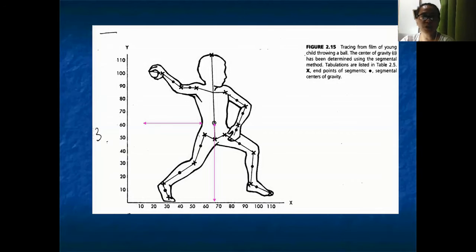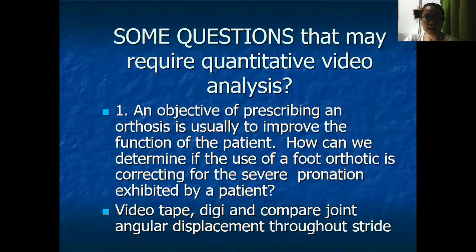So this is where you're going to start to analyze, using a photograph, how you're going to analyze the different movements, different joints as you observe. Some questions that may require quantitative video analysis: an objective of prescribing an orthosis is usually improved function of patients. So this is more on the further side of biomechanics.